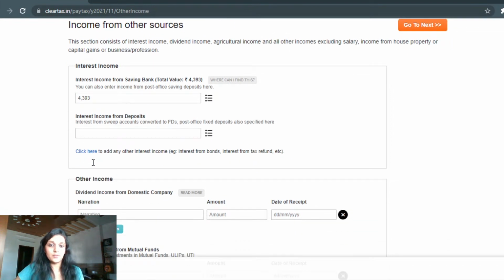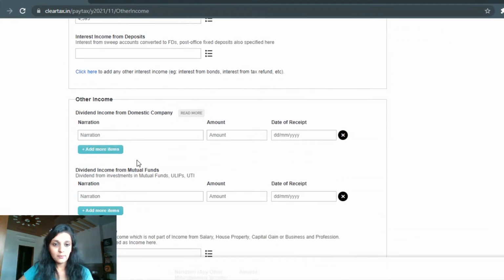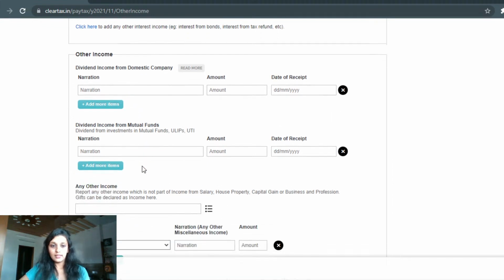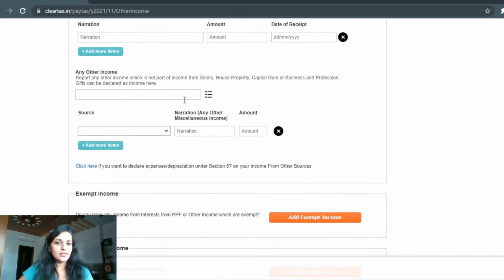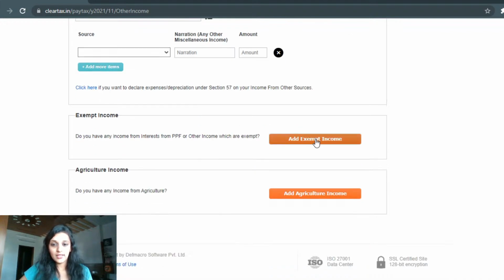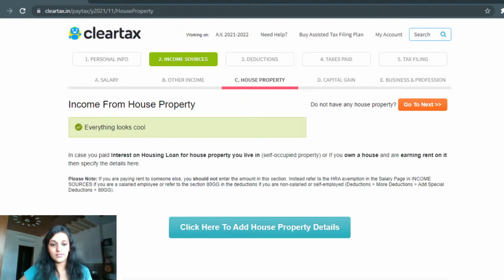Then interest income from deposits, if you are having, enter that. Dividend income from domestic company, if you are having, enter that. Then dividend income from mutual funds. Any other income apart from salary, house property, capital gain or business and profession head, just enter it over here and mention what the source of that was. Then any exempt income, add it over here, or agriculture income. If not, then fill the respective details and click OK. The third head you will see will be your house property.